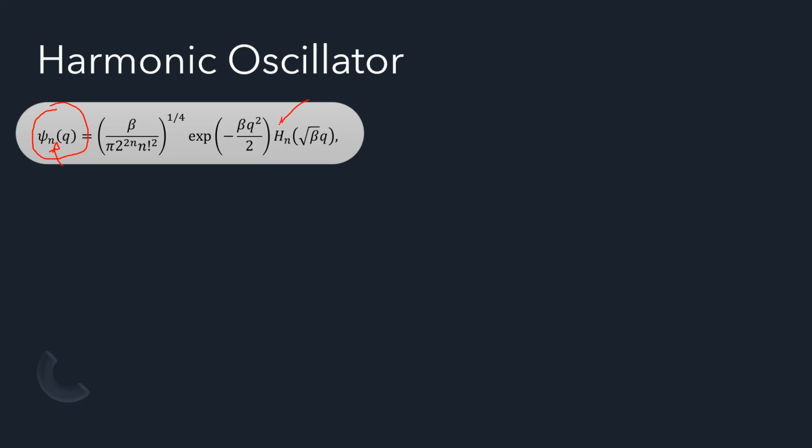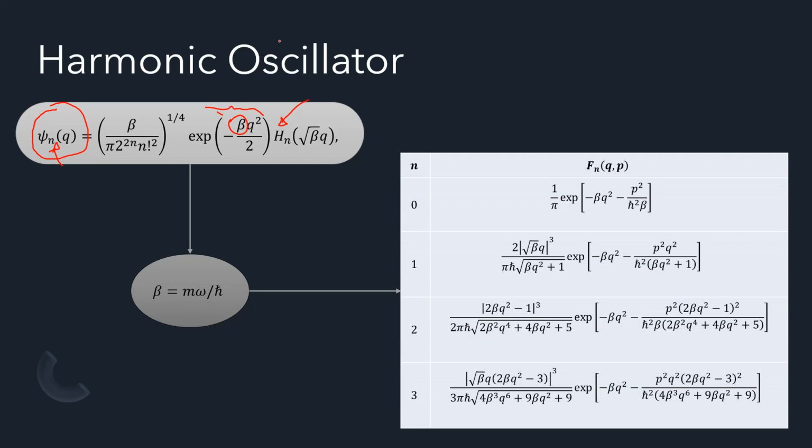This is the usual polynomial which accompanies the probability amplitude, and this is the exponential. Beta, of course, is a constant that incorporates h bar, frequency, and mass. Then, if we write our probability amplitude function in this way, we can get the phase space probability density function in a very easy way, just like this.